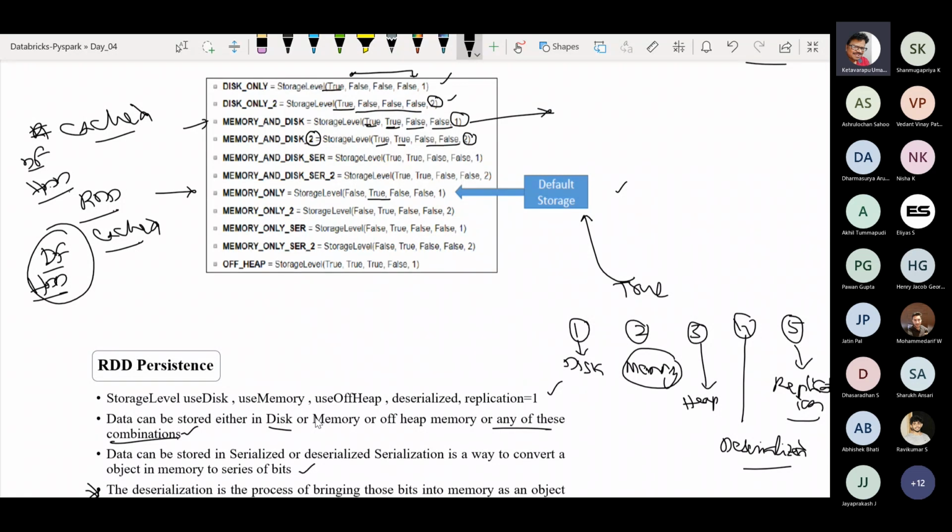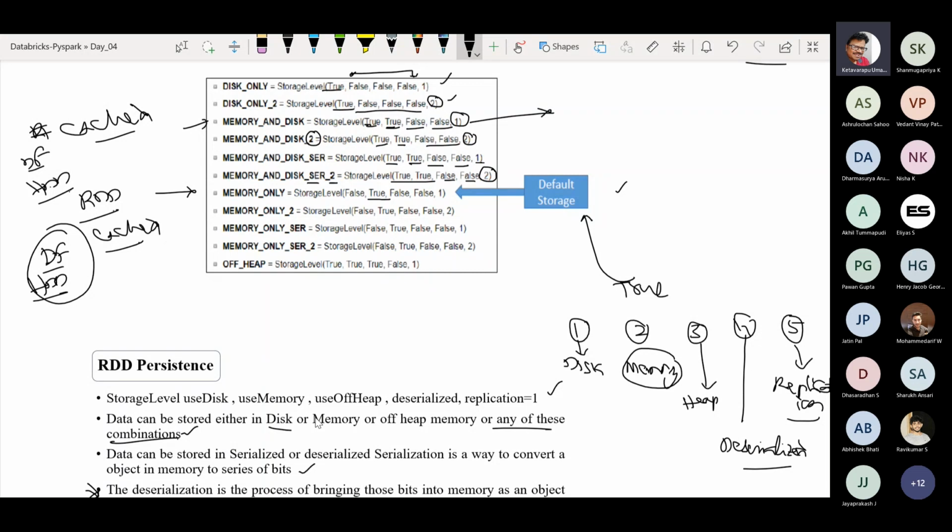Now you see here, guys, memory and disk with the serialization. Memory and disk with the serialization, of course, true, true. Replication is one, false and false, because deserialization is true, guys. Just observe that convention. Okay. Now memory and disk with the serialization, replication is two. So both first options are true. Third, fourth are false, and this is the replication two.